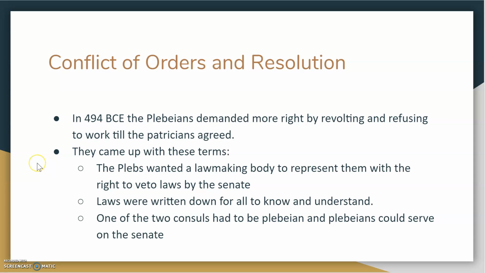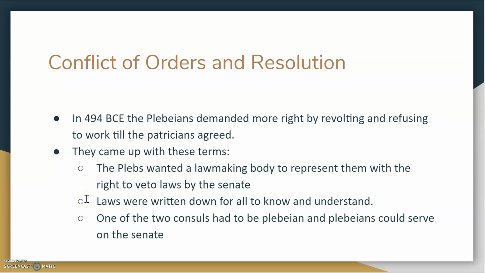The first one, the plebeians wanted a law-making body to represent them. So they basically wanted a part in the government where they can make laws for their people. And so they also had the right to veto laws by the Senate. If you think back to civics, or if you are in 7th grade and haven't taken civics, veto means to reject a law. So if the Senate made a law, they wanted the right to reject it if they didn't like it.